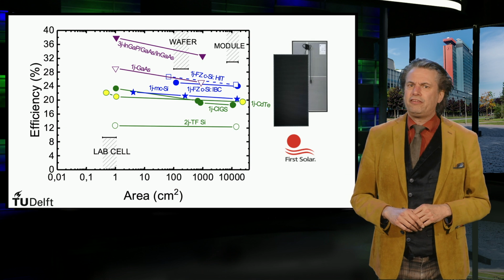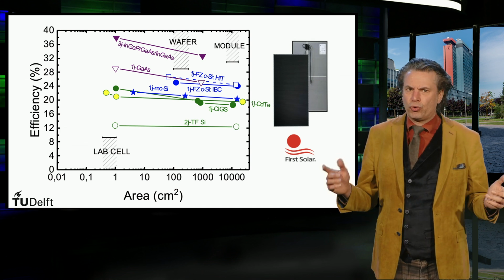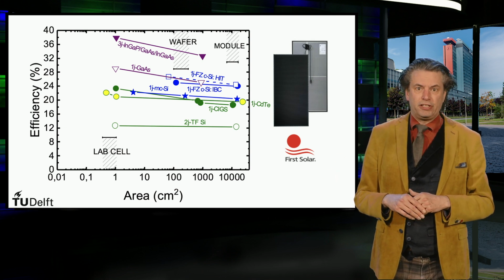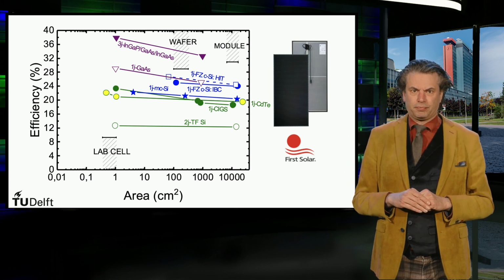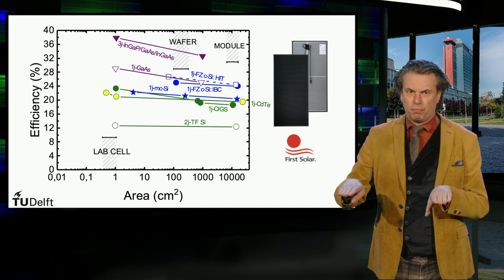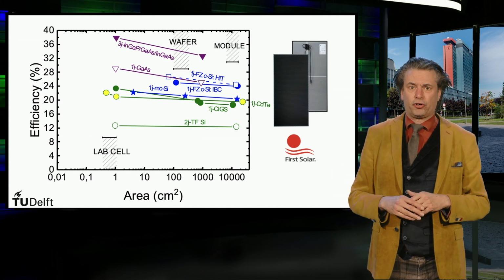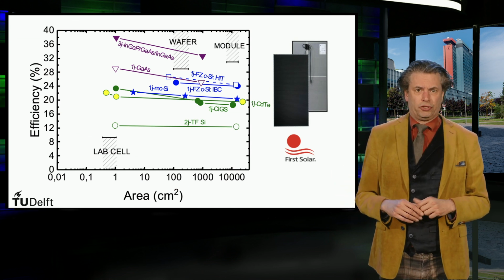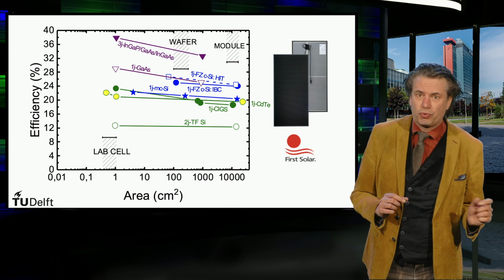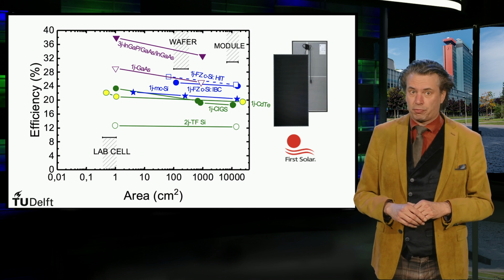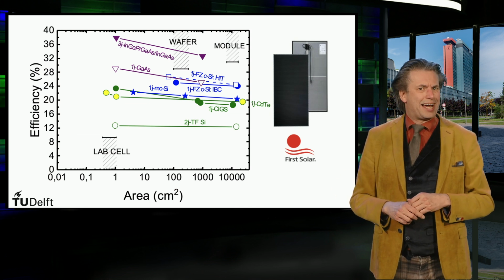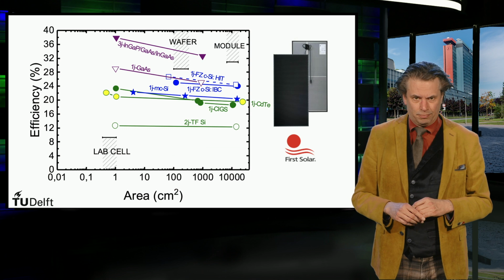Let's consider the thin film PV technology, and we first look at the thin film silicon PV technology, the green line at the bottom. The line hardly has any slope, indicating that the processing of this technology is rather mature. The record lab cell of about 1 square centimeter has a record efficiency of 12.7% and is based on the amorphous silicon nanocrystalline silicon tandem cell.